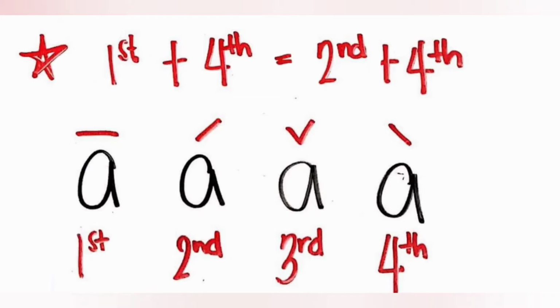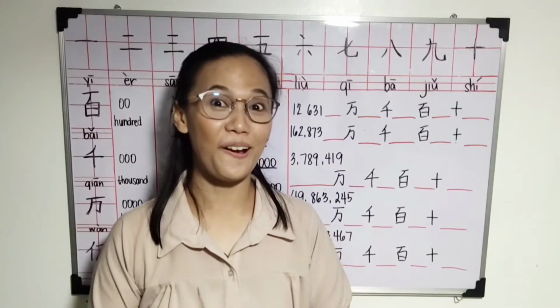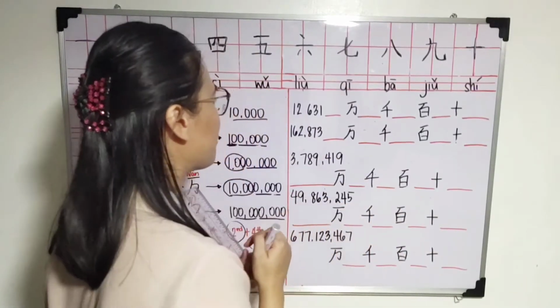And when the first tone and fourth tone are together, the first tone becomes second tone. So a recap: 1,000,000, 10,000,000, 100,000, 1,000,000, 1,000,000. Ayan, so let's move over to practice. Okay, let's apply what we've learned.